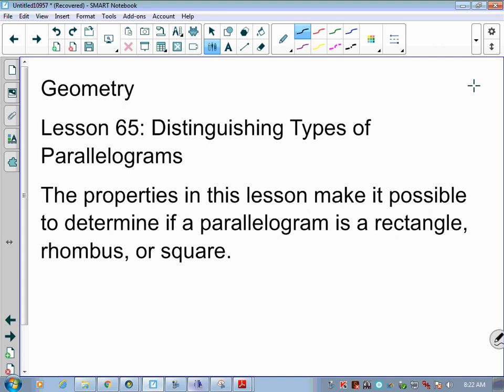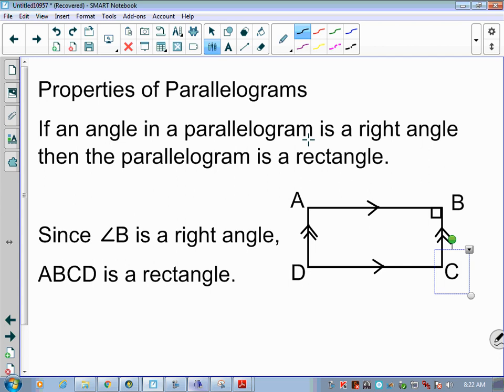So in this lesson, what we're going to be looking primarily at is, is a parallelogram a rectangle? Is a parallelogram a rhombus? And if it is those two things, then we can be more specific and say that it is a square. So we're going to look at about four or five different properties of parallelograms and how they relate.